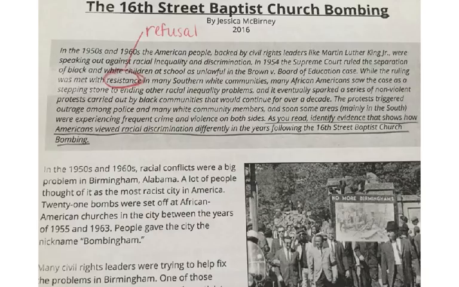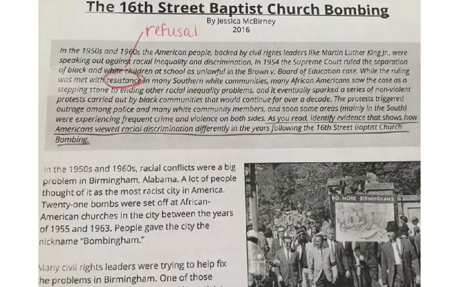The 16th Street Baptist Church Bombing by Jessica McBurney, 2016. In the 1950s and 1960s, the American people, backed by civil rights leaders like Martin Luther King Jr., were speaking out against racial inequality and discrimination.